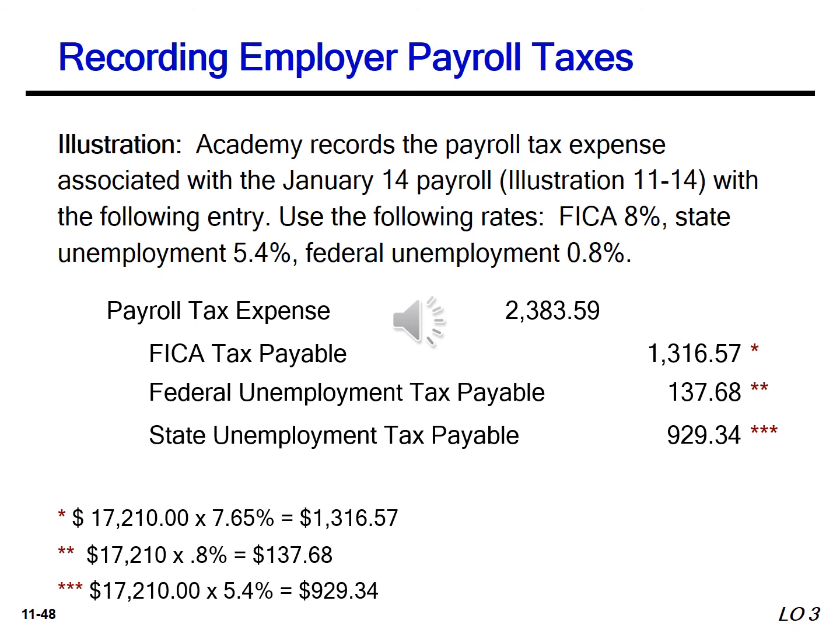And then for federal unemployment tax payable, we're going to multiply 17,210 by 0.8%. That will give us $137.68. And finally, for the state unemployment tax, we said that the rate is 5.4%. And that means we're going to take 17,210 and multiply it by 5.4%. And that will give us $929.34.